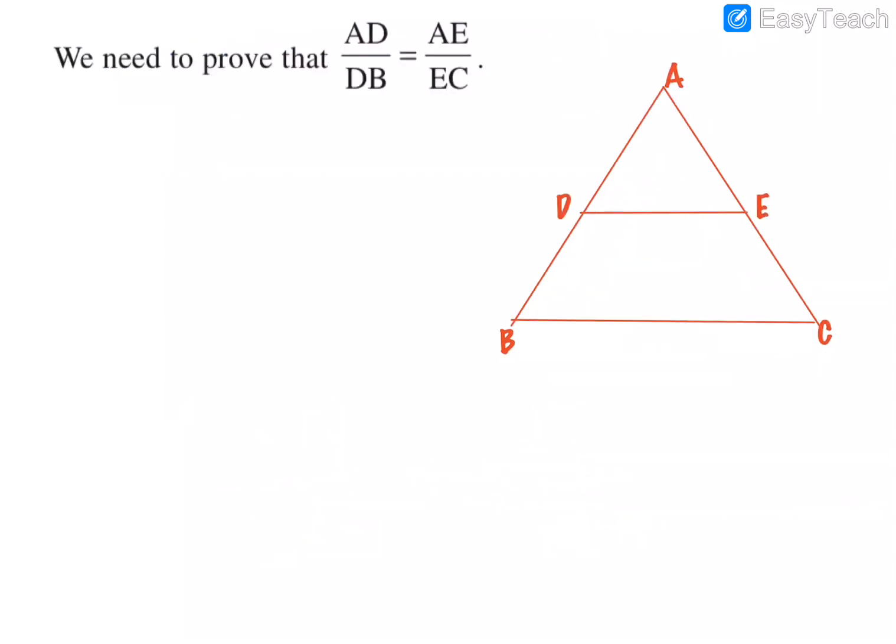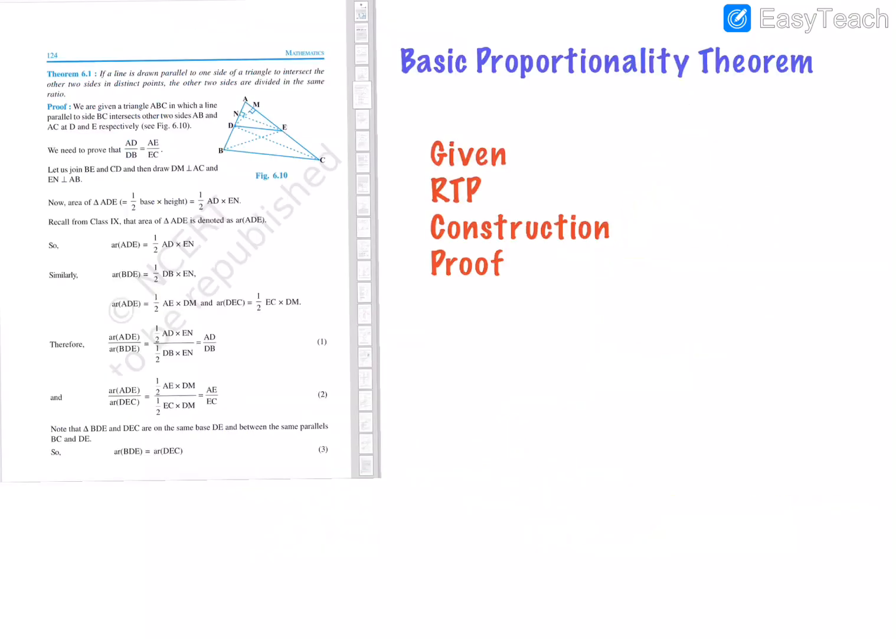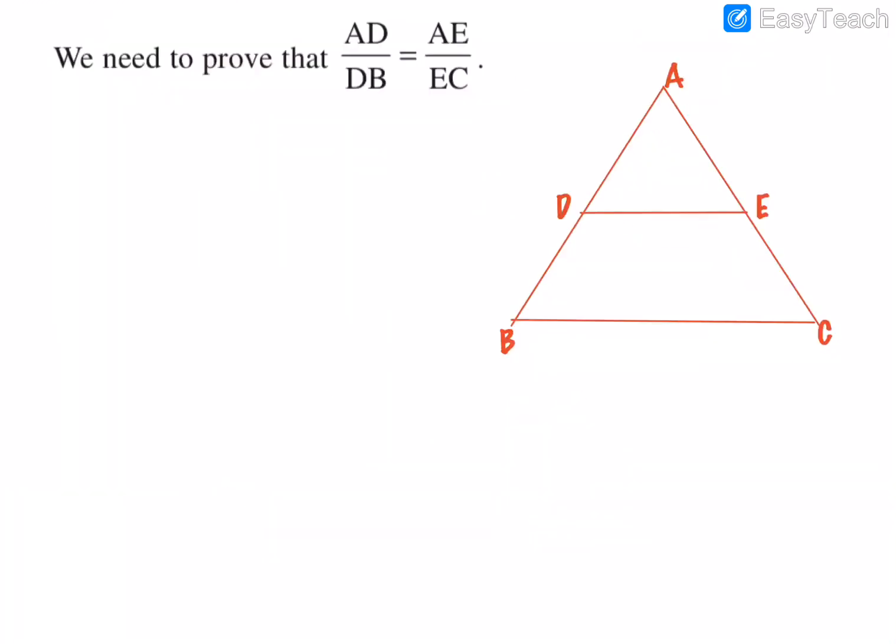So this is the picture that we have drawn so far, and this is what we have to prove. For that, I have told you in the first page that the third step is construction. It is not compulsory, but whenever we need to prove something, we may need something extra which is not there in the question.